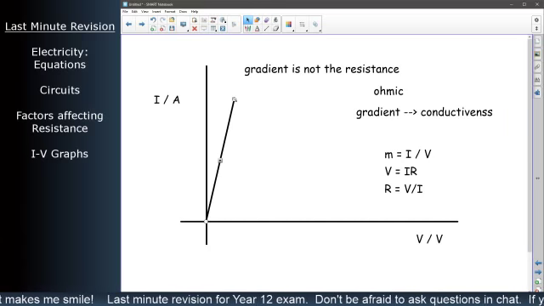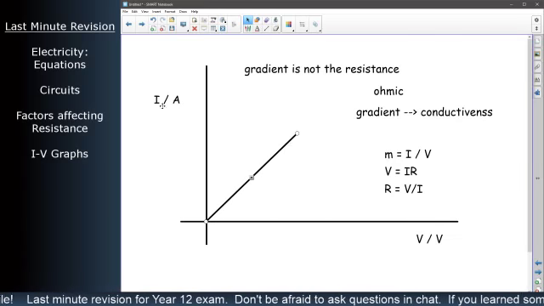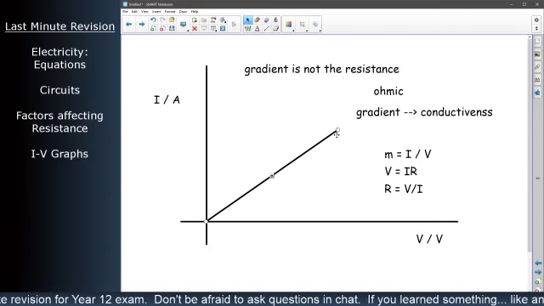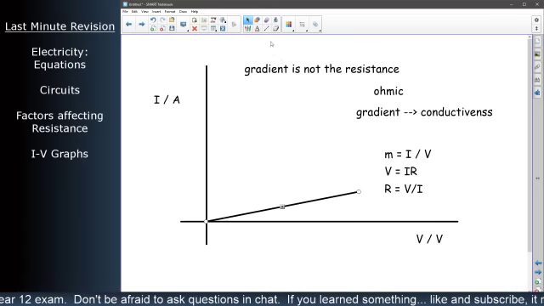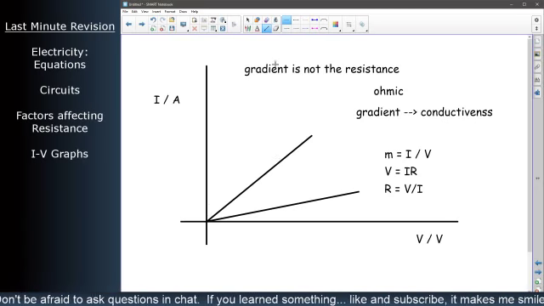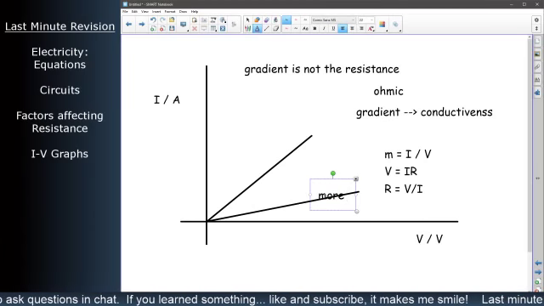Okay, so yes, Matthew, the resistance on this one would be the run over the rise. Be careful though, make sure it's I against V. Okay, so this is conductiveness that we're looking at here. And most ohmic conductors will play like this. So if I was to say, here's two materials, which one of these is more resistive, then this one here is more resistive.